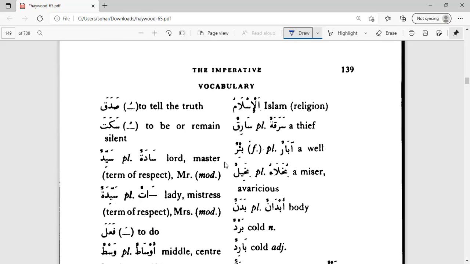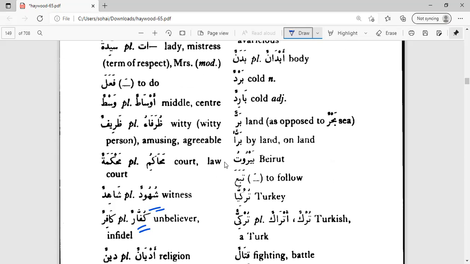Al-Islamu means Islam, the religion of Islam. Sariqun means thief. Its broken plural is saraqatun. Bi'run means a well. Abyarun broken plural. Bakhilun, a miser. Its broken plural is bukhala'u. Badanun means body. Broken plural abdanun. Bardun and baridun mean cold. One of them is a noun, another one is an adjective.